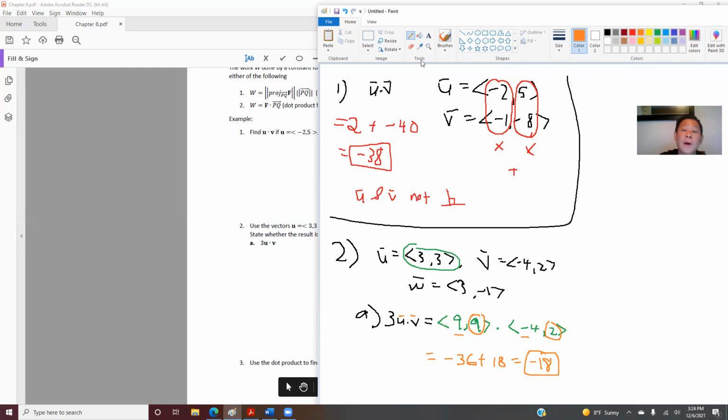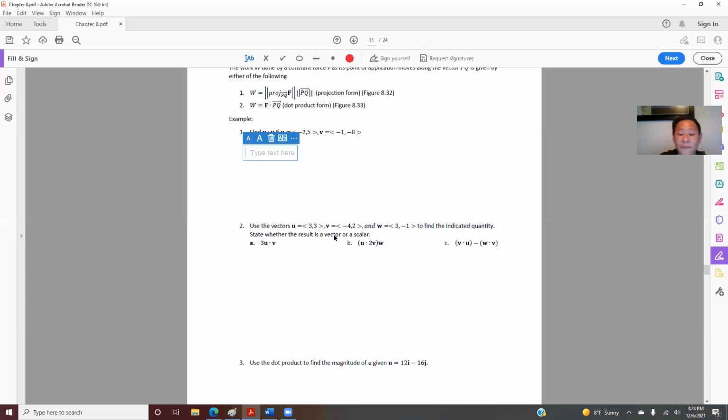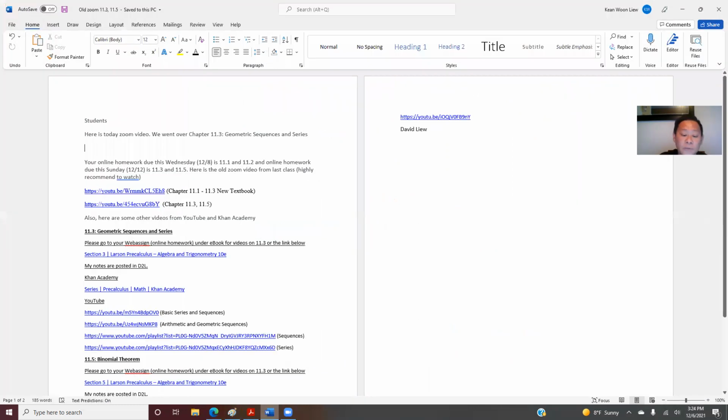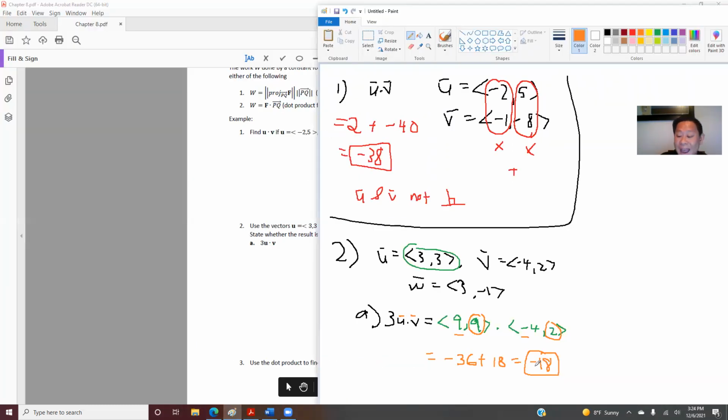The question is also asking whether the result is going to be a vector or a scalar. Again, vector means your answer has to be in component form or ij form. A scalar means it's just a number. So if you look at this question, you got -18. There's no component form, so this is a scalar. You will see some examples that have a vector component.